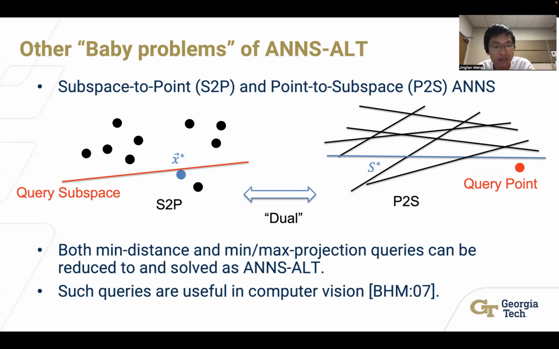And we have shown the nearest neighbors in the blue color. We have shown in this paper that we can reduce the minimum distance variant and the minimum or maximum projection variance of these two S2P or P2S problems into ALT. So it is a very useful problem, and it can be used in computer vision.